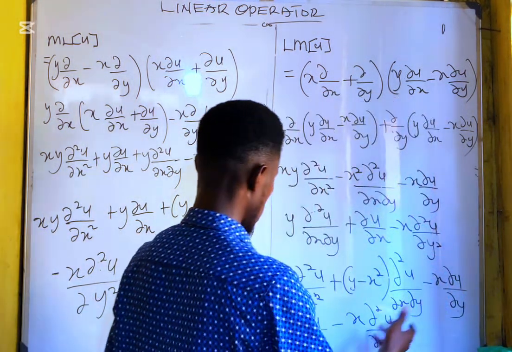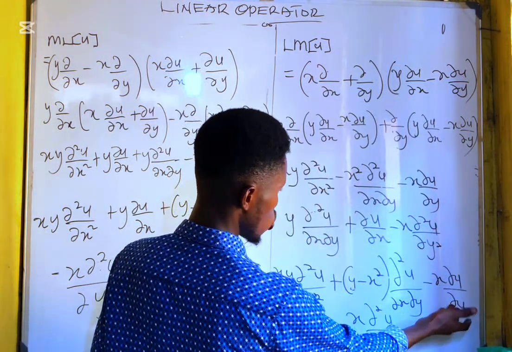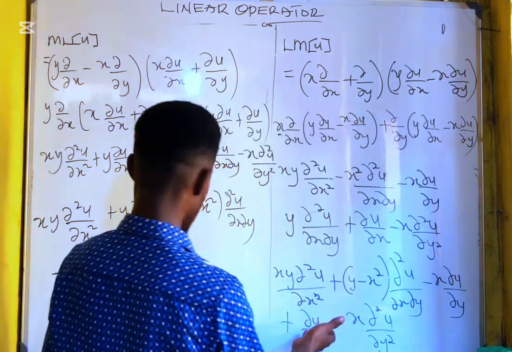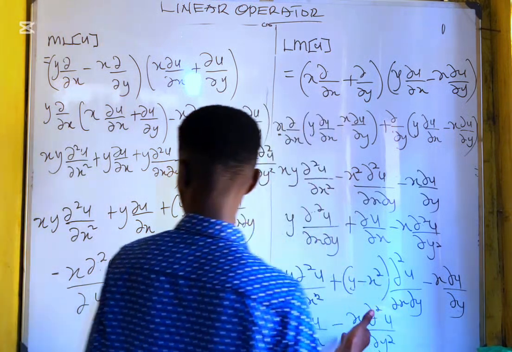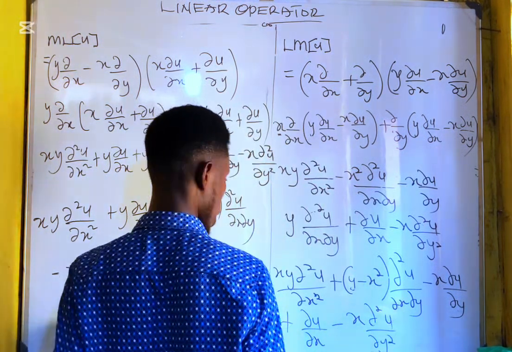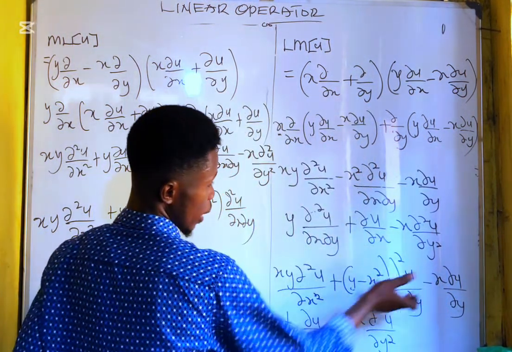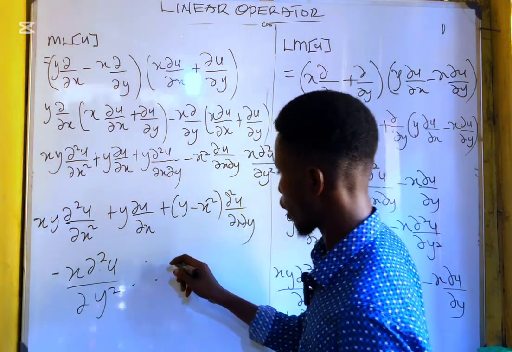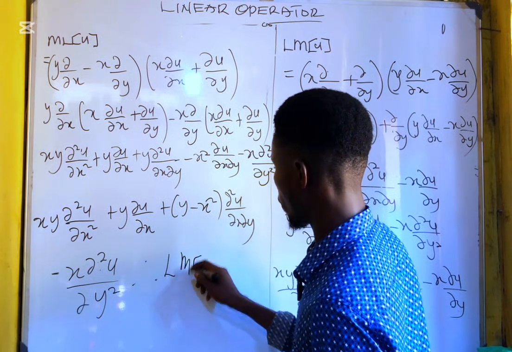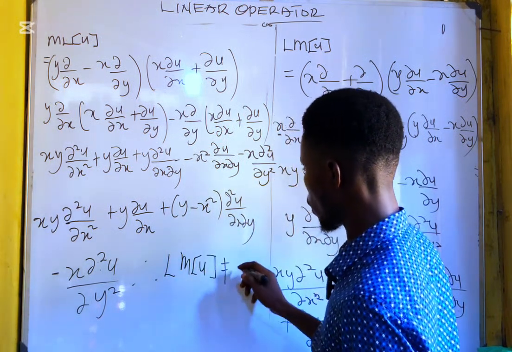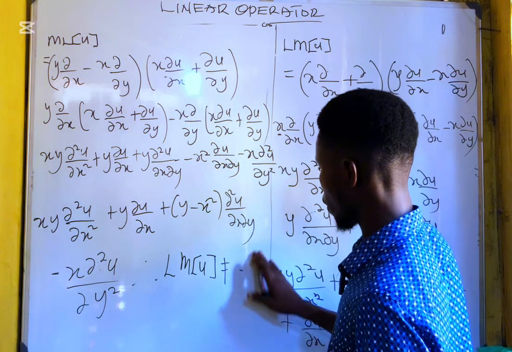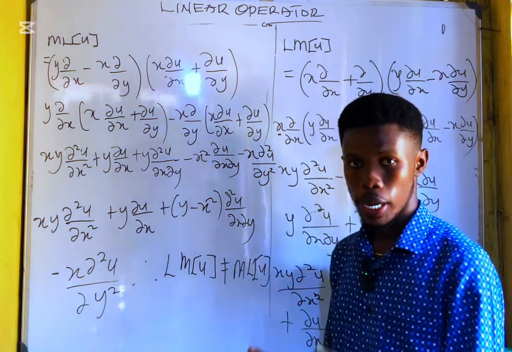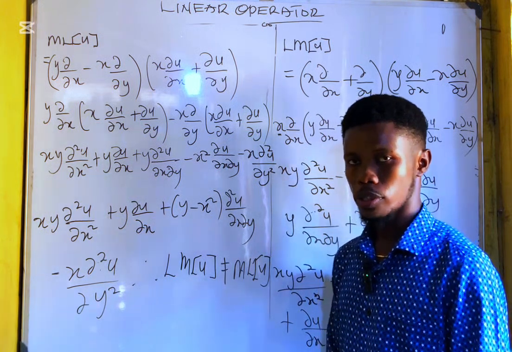Then we move to the next one. This is negative x delta u over delta y. We don't have something like that here. We have delta u over delta y. We don't have something like that here. Negative x delta squared u over delta y squared, we have something here. So you see, there's something that is here that is not here. Therefore, we can say that LMU is never equal to MLU. So it is not equal. So that is the proof. Is that okay? Very good.